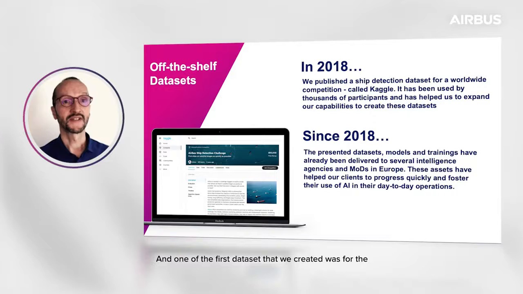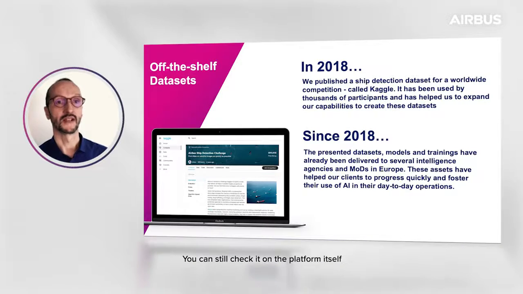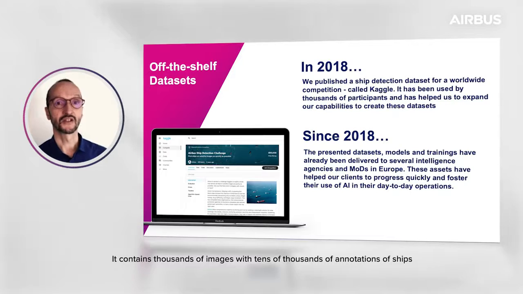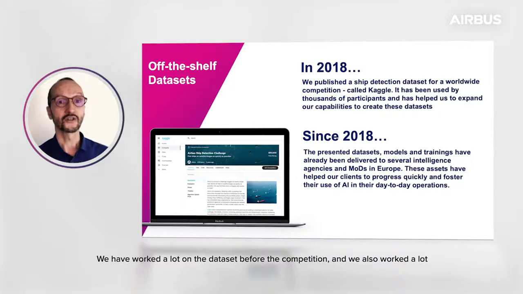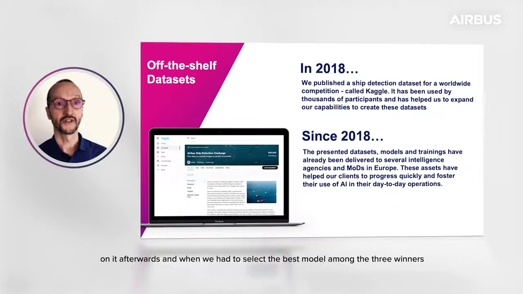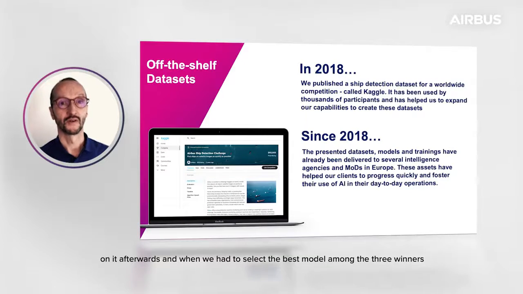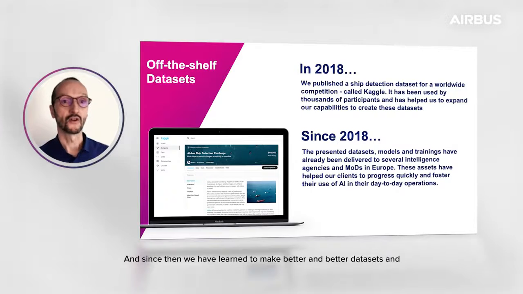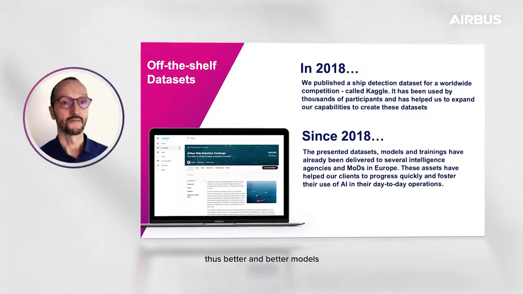One of the first data sets that we created was for the ship detection challenge that was hosted on Kaggle in 2018. You can still check it on the platform itself. It contains thousands of images with tens of thousands of annotations of ships. We have worked a lot on the data set before the competition, and we also worked a lot on it afterwards when we had to select the best model among the 3 winners. Since then, we have learned to make better and better data sets, and thus better and better models.